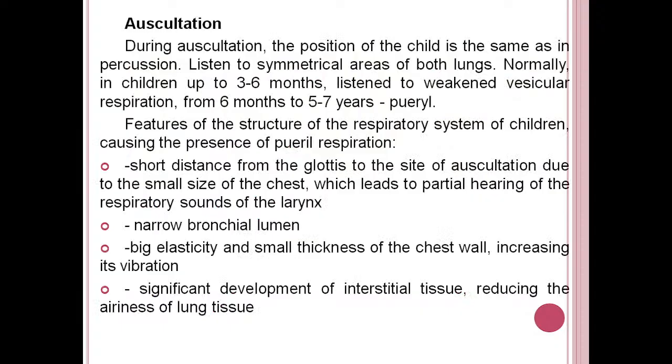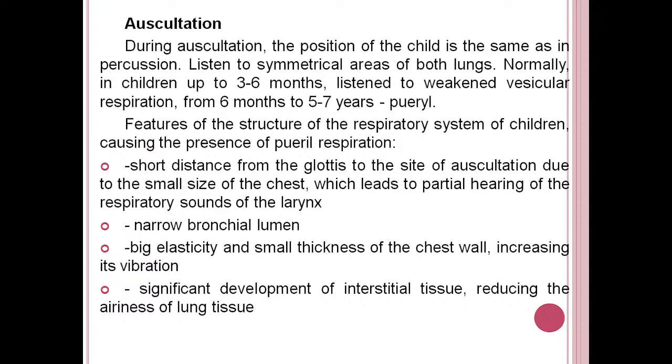Auscultation. During auscultation, the position of the child is the same as in percussion. Listen to symmetrical areas of both lungs. Normally, in children up to 3-6 months, you listen to weak vesicular respiration. From 6 months to 5-7 years, it is puerile respiration. And after that, again, you will hear vesicular respiration.